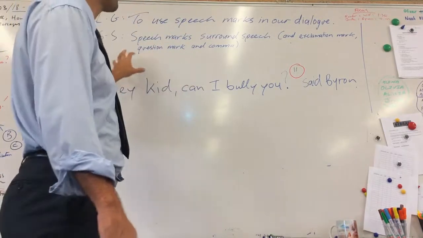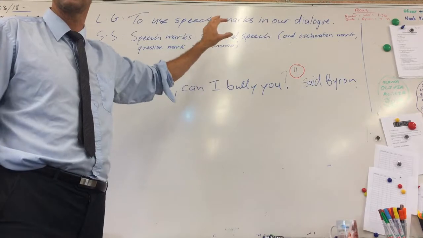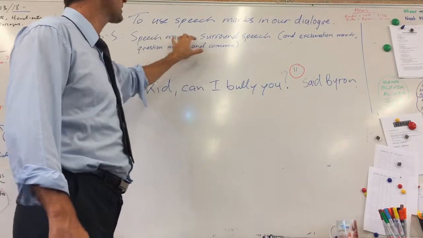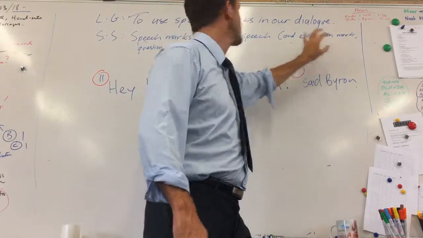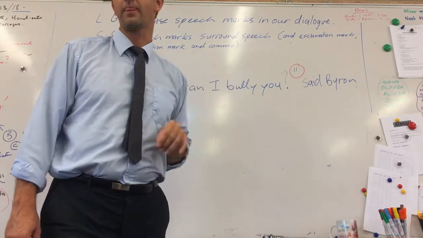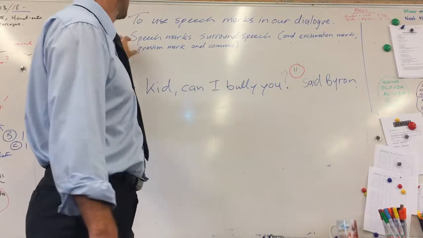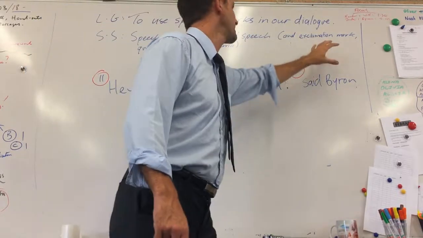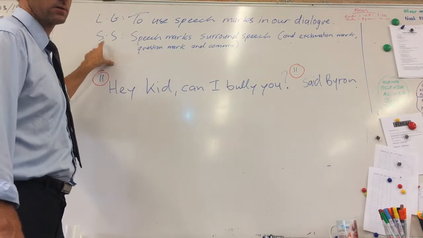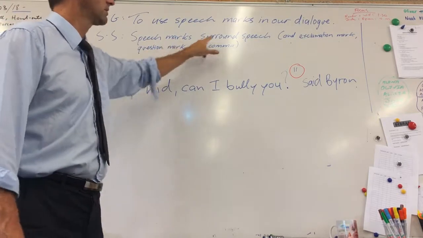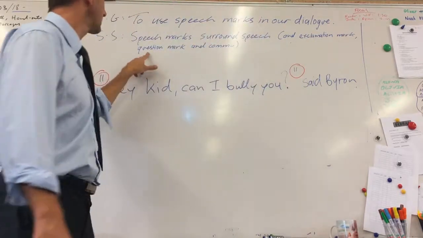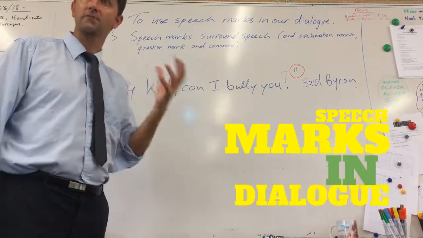Okay, I've added something to the success shower. I realise now I needed to make that more detailed. Look what I've added. Speech marks surround speech and exclamation mark, question mark and comma. I needed to add that. Right, 1, 2, 3, go. Speech marks surround speech and exclamation marks, question marks and comma. Right, so have we done that?